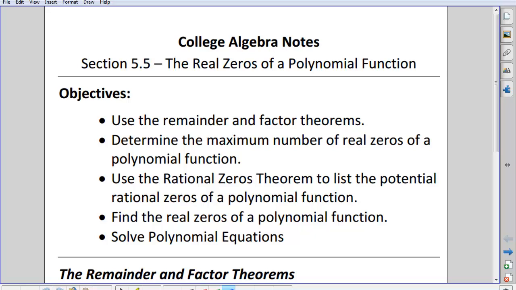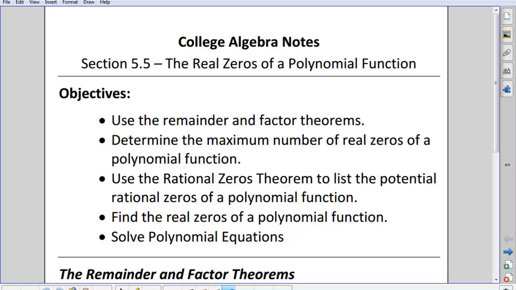The whole idea behind section 5.5 and section 5.6 is basically to figure out, okay, if we've got some polynomial function, whatever it is, how do we find the zeros of that function? What are some techniques? What are some ways we can look at that function and kind of study it and determine what the zeros of that function are? And it's something that is useful for a lot of things.